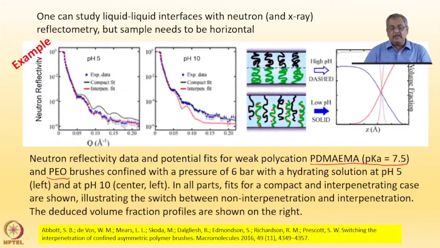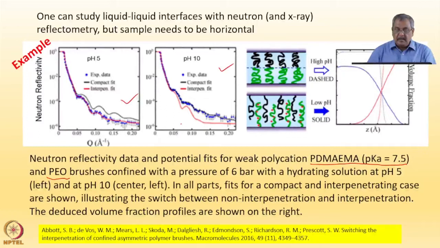So this example deals only with PDMAEMA and PEO brushes, and this study highlights how these brushes interpenetrate. Actually, they have been stabilized with a hydrating solution at pH 5 and pH 10. Depending on the pH value, we know that pH is the negative logarithm of hydrogen ion density, and pH 7 is a neutral solution. So pH 10 is alkaline and pH 5 will be acidic.